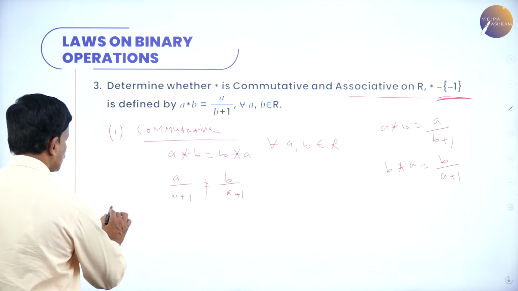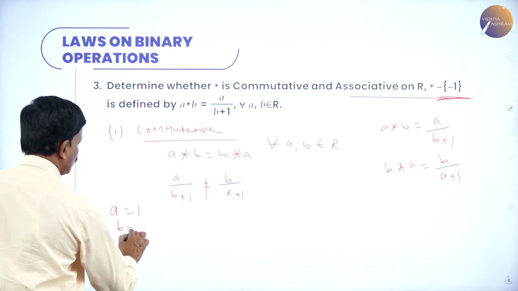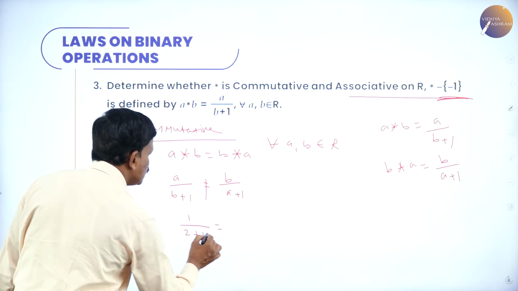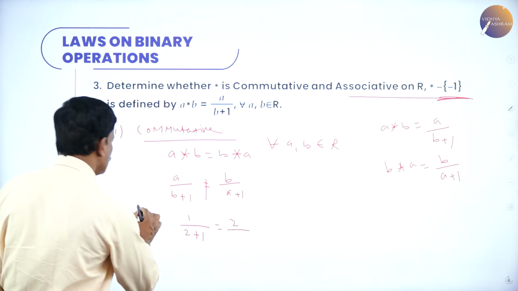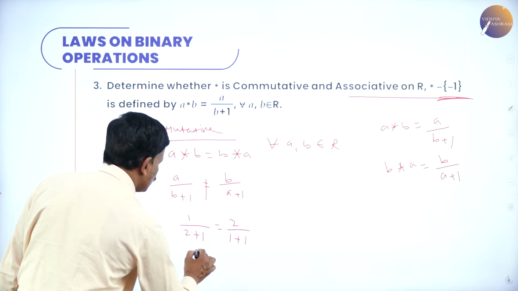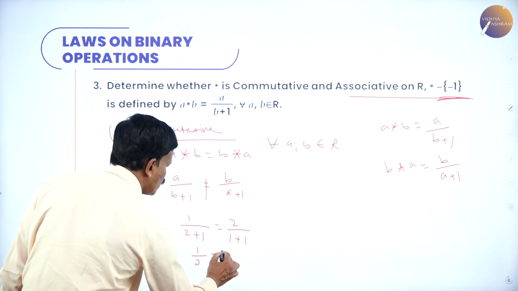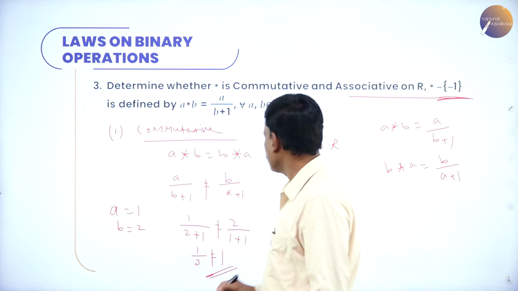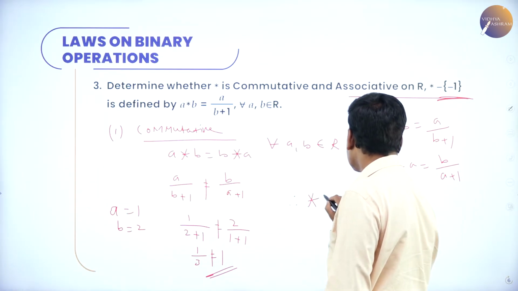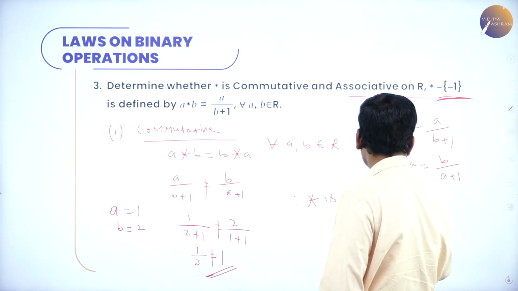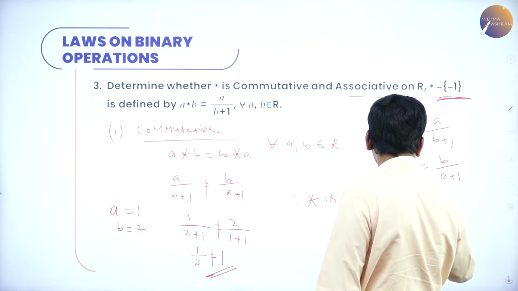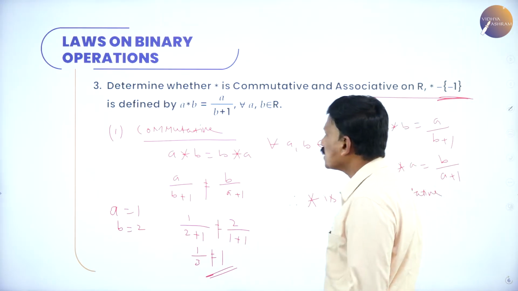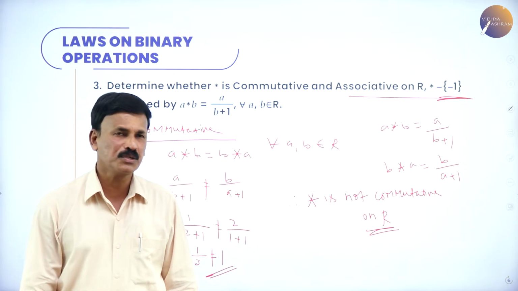If you want, you can take one example. Let us take A is equal to 1, B is equal to 2. A star B is 1 divided by 2 plus 1, and B star A is 2 divided by 1 plus 1. So this is 1 by 3, and that is 2 by 2, which is 1. So they are not equal. 1 by 3 is not equal to 1. Therefore, star is not commutative on R minus 1.